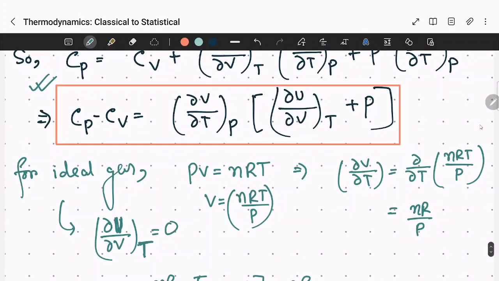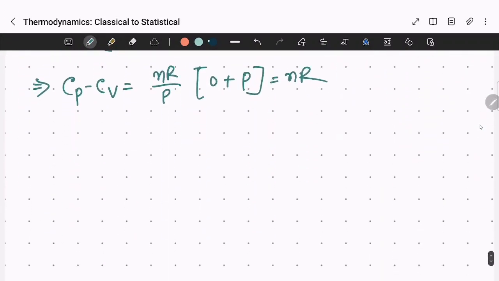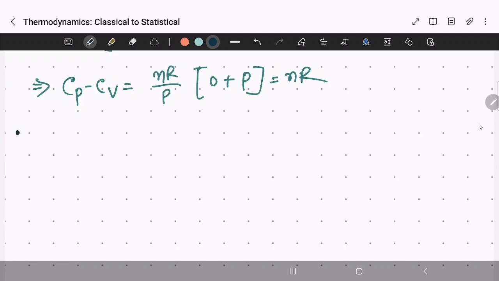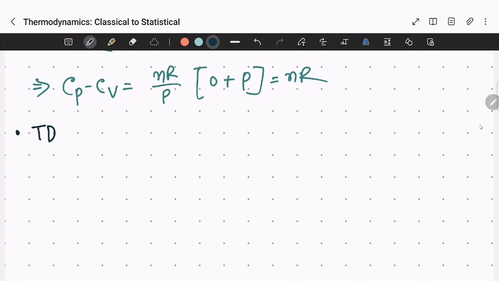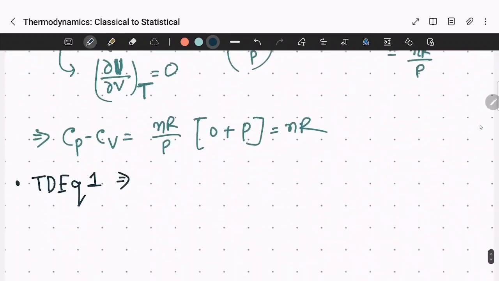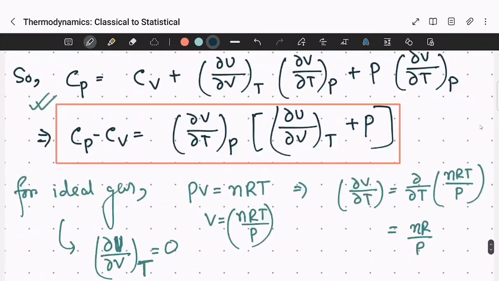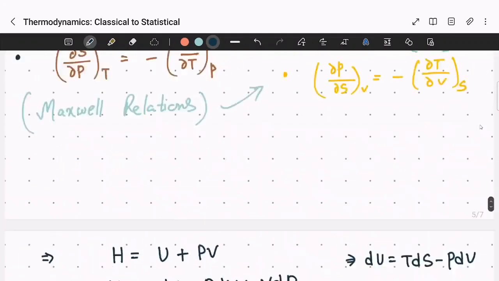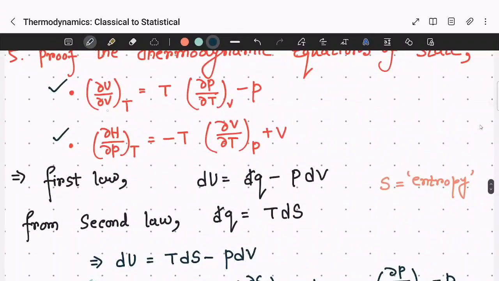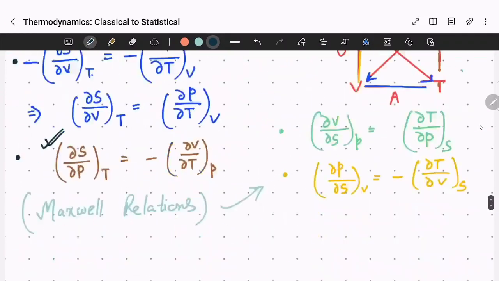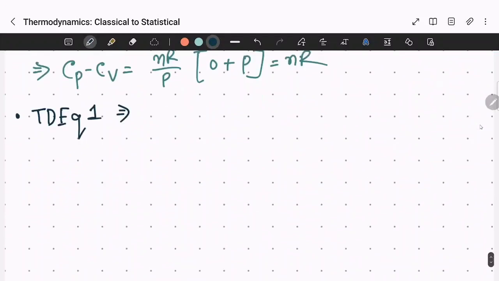We know this equation. Now we have to just put in the thermodynamic equation of state. What was the thermodynamic equation of state? Two thermodynamic equations of state were there. We have to use the first one. What was the first thermodynamic equation of state? We have derived it in the last question. This is del U del V at constant T equals this one. We just have to put it in.